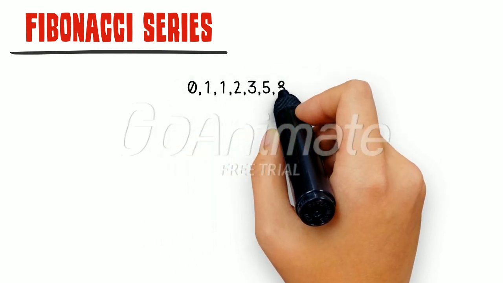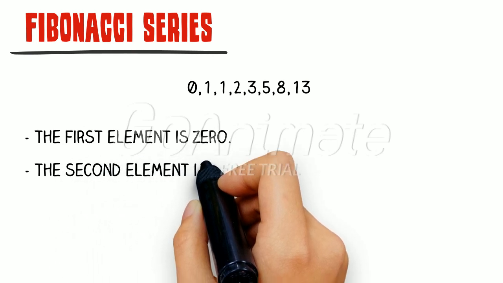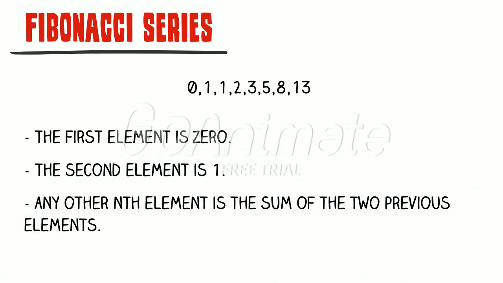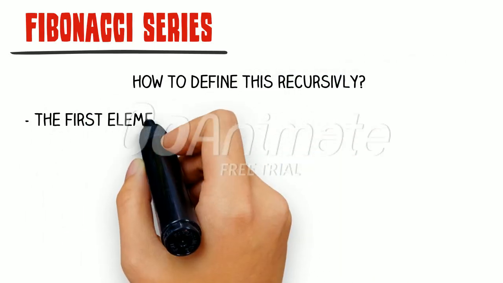Fibonacci series is a series which starts with 0 and 1. Then each next element is the sum of the two previous elements. As you can see, 0, then 1, which is 0 plus 1, and the next element is 2, which is 1 plus 1, and so on. Now, how to recursively compute the Fibonacci of a number?